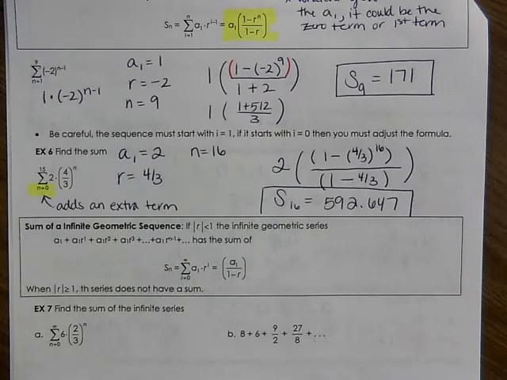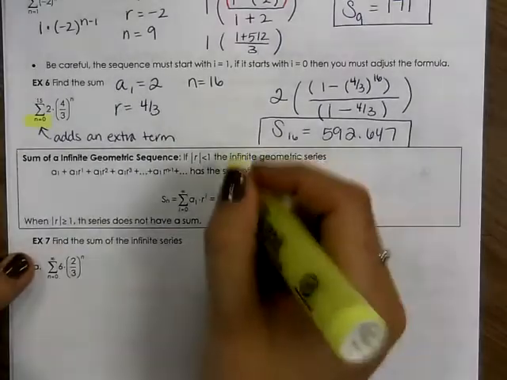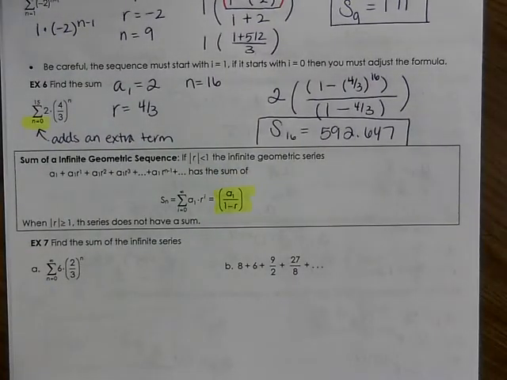Okay, so the next thing we have to talk about is the sum of an infinite geometric sequence. So the only difference here is now we're going to infinity. There's not a set number of terms, okay? That is going to follow this formula here. A sub 1 divided by 1 minus r. I hope you understand that anything that I'm highlighting today you have to memorize, okay?